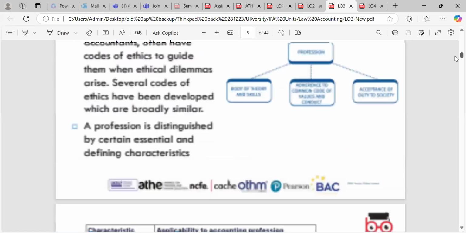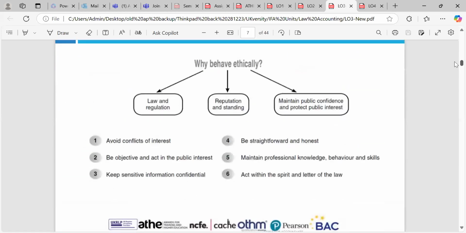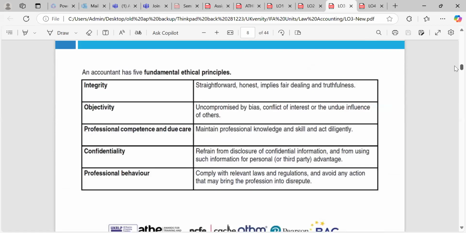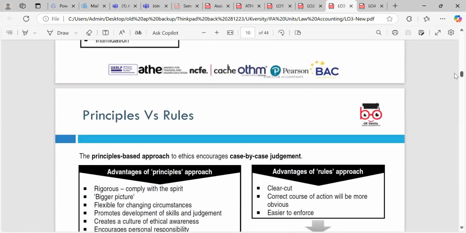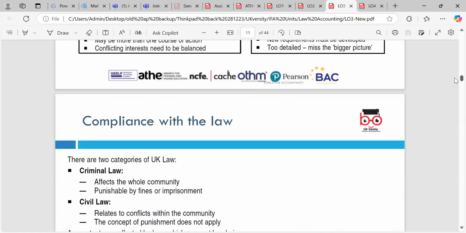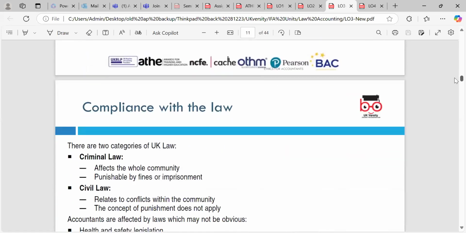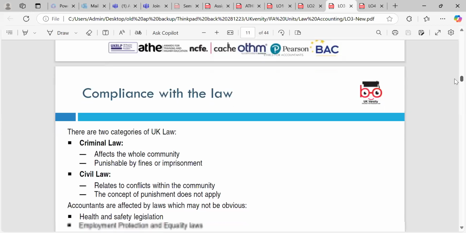Ethics are moral principles. We discussed the five professional codes of ethics: professional behavior, professional competence and due care, confidentiality, integrity, and objectivity. These are the five professional codes of ethics we discussed. We also discussed the conceptual framework and the principles approach, under which ethics come, while the laws are a tick-box approach.